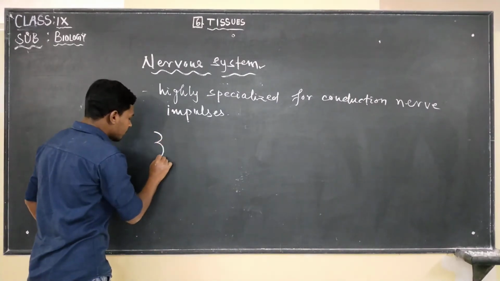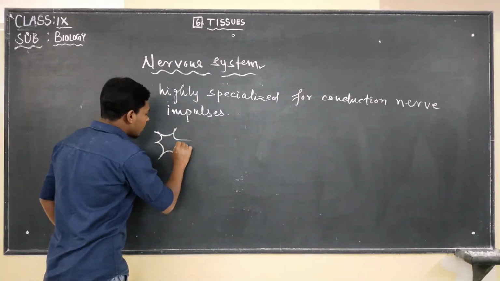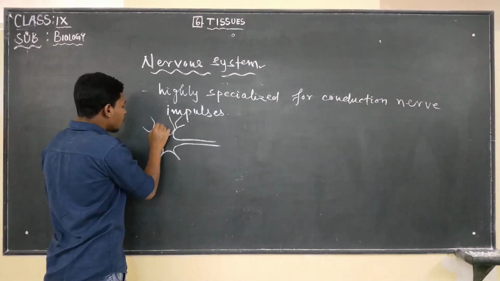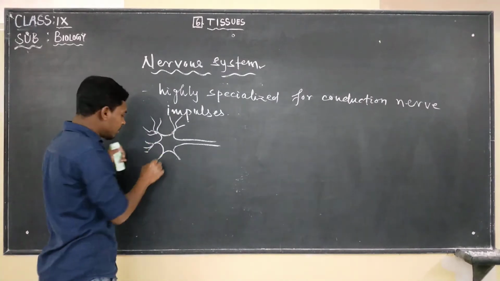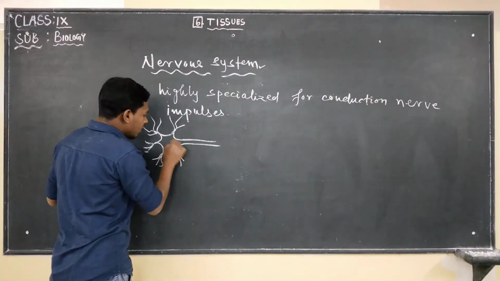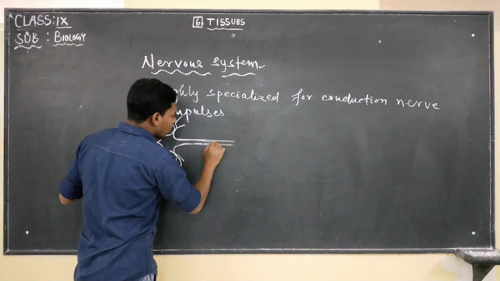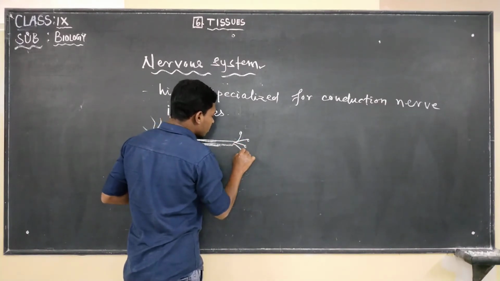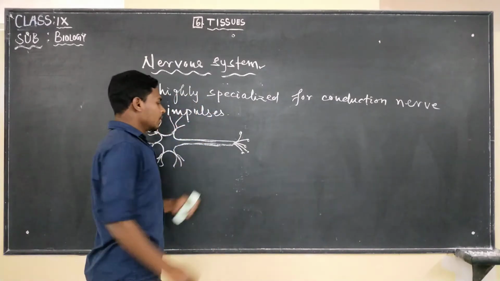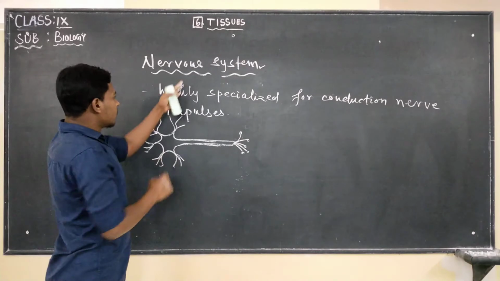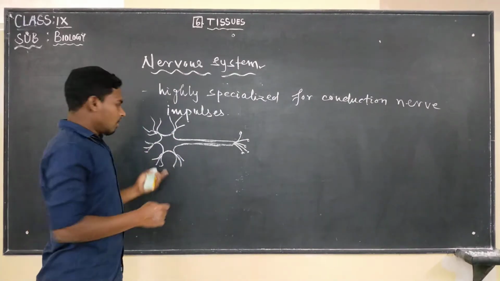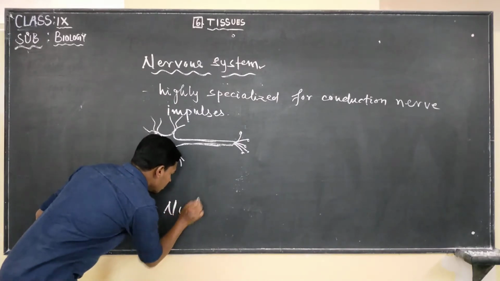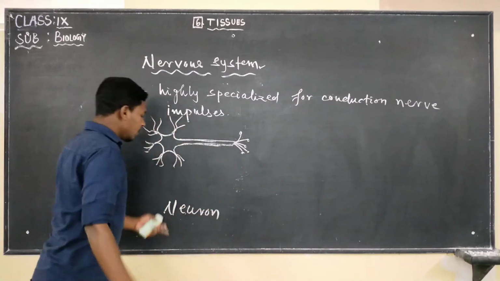we have a cell body. The nerve cell would have a cell body and many short branches known as dendrites, and a long part known as axon. At the ending, we have nerve endings or neural endings. So this is how a nerve cell looks like. This is a typical neuron. Nerve cell is also known as neuron.